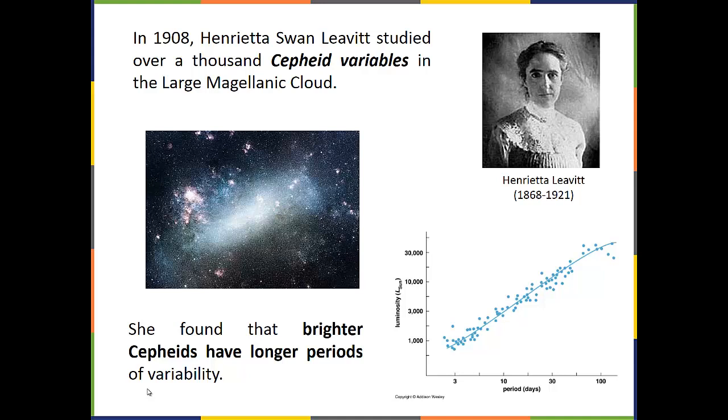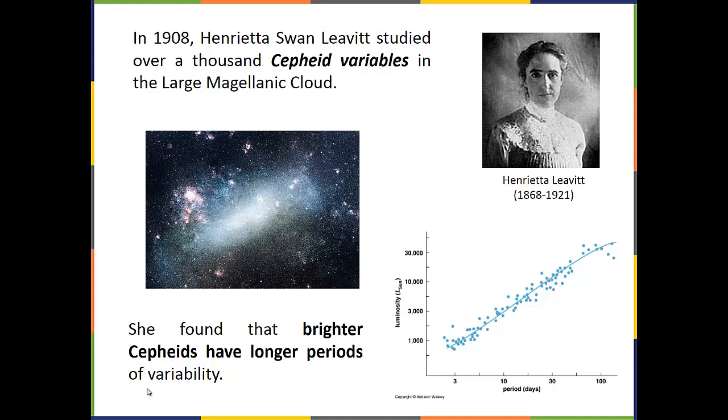A few years before the Great Debate, a woman named Henrietta Leavitt made a discovery that would eventually allow us to measure distances to the spiral nebulae. Leavitt looked at stars in the Large Magellanic Cloud and found that many of them vary in brightness and that some of these, called Cepheids, get brighter and fainter at regular intervals.